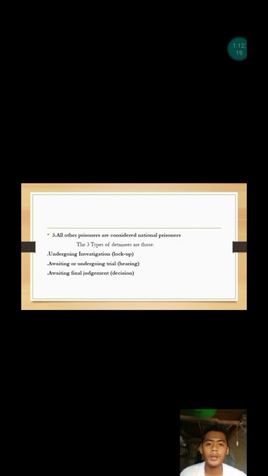So there are 3 types of detainees. These are those undergoing investigation, or in lock-up, where they are prisoners but undergoing investigation. Second is awaiting or undergoing trial, what we call the hearing. Third is awaiting final judgment, what we call the decision.